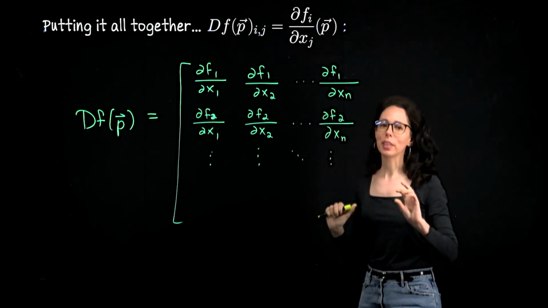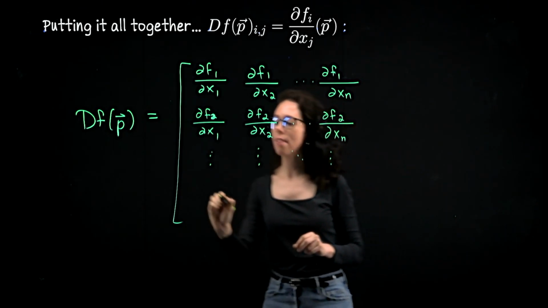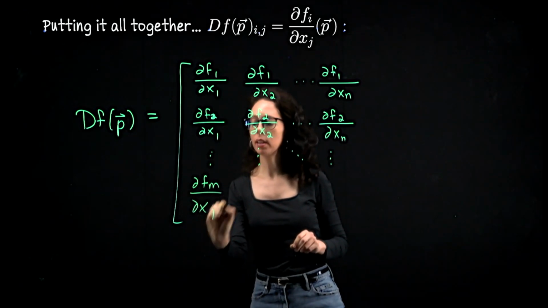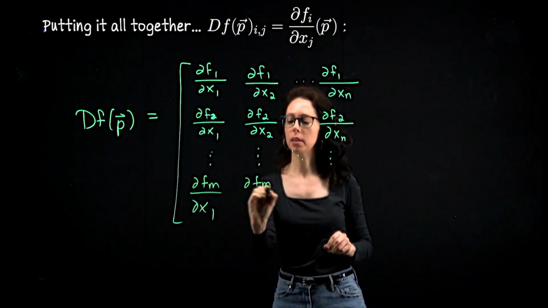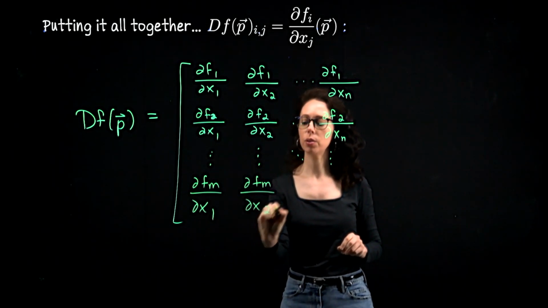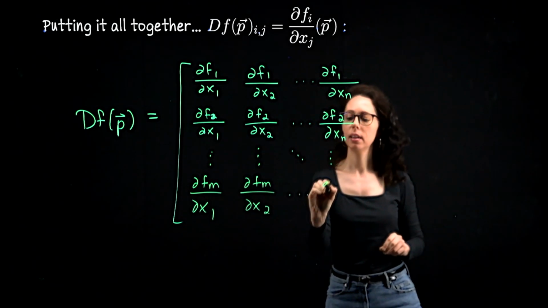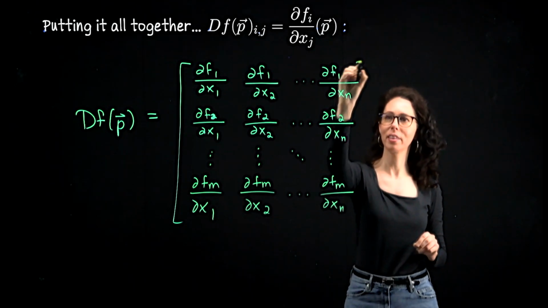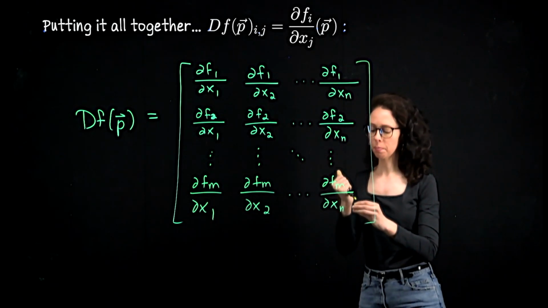until finally we get to the mth coordinate function, which is dfm/dx1, dfm/dx2, all the way through dfm/dxn. Okay, I think it's worth double checking everything.